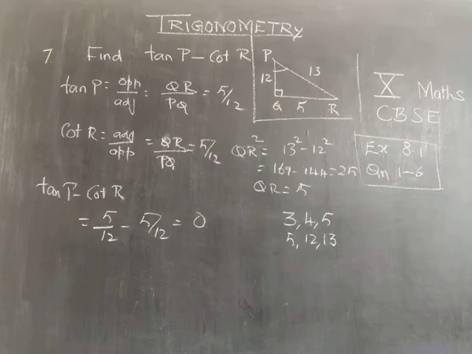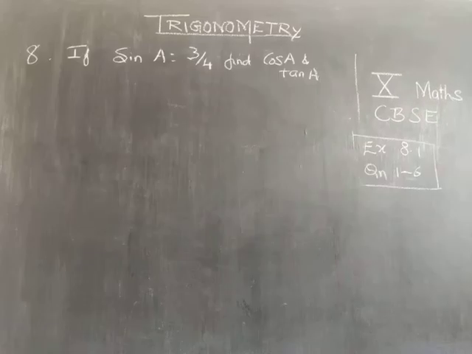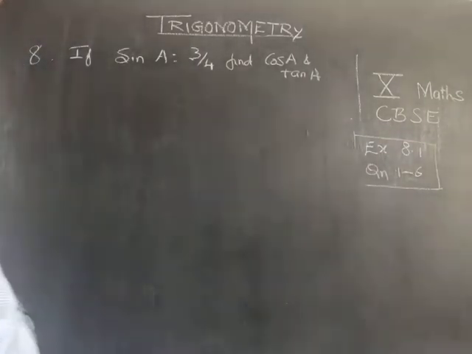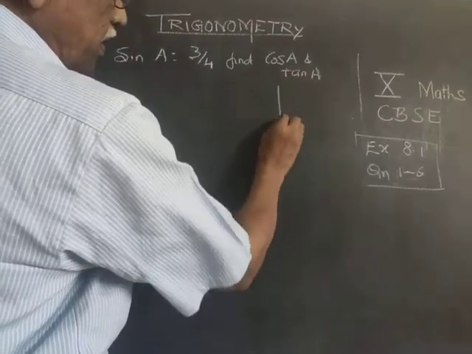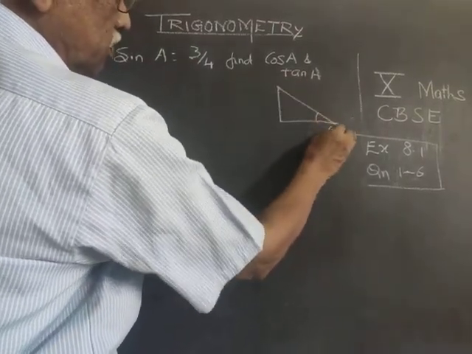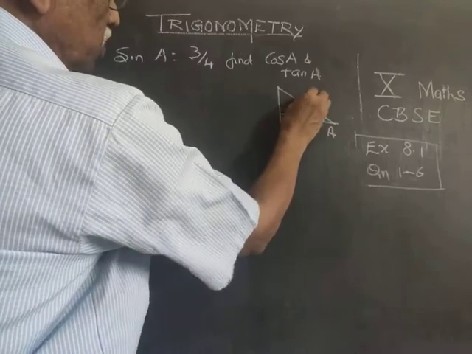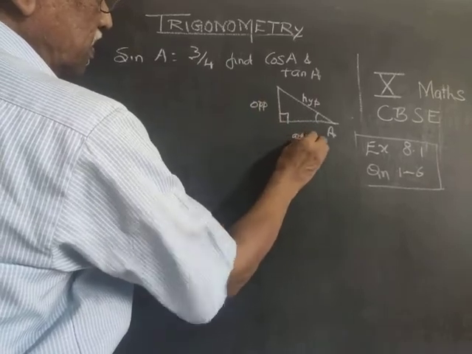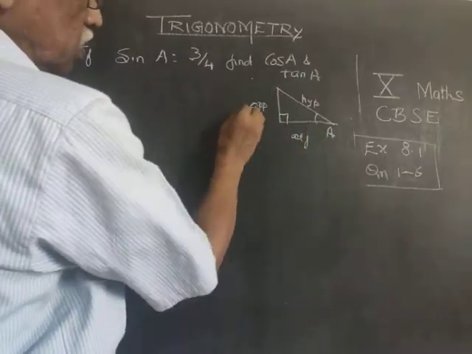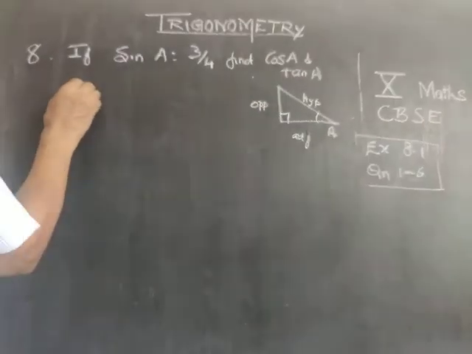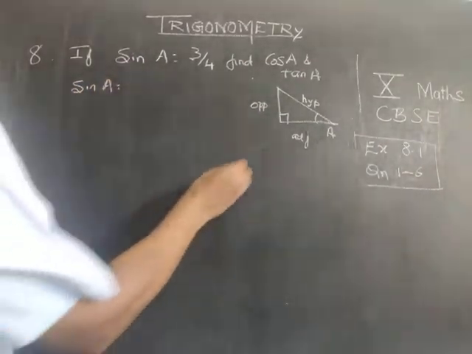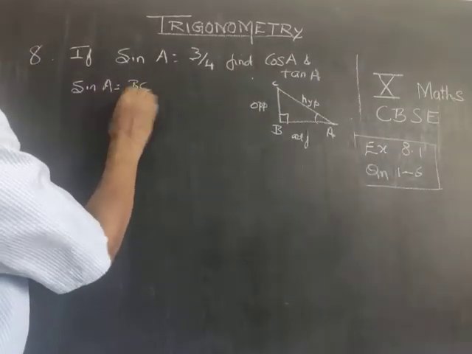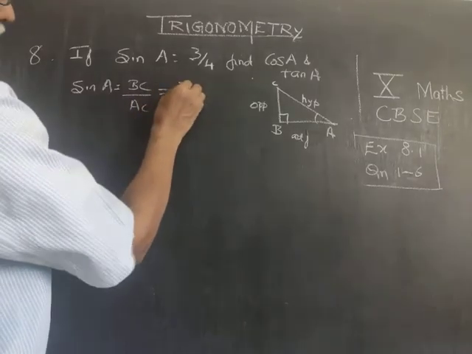Now let's go for the 8th problem. Sin A is given. You are asked to find what is cos A and tan A. Draw a triangle, right triangle of course. Mark somewhere A. So this is hypotenuse side. For this angle, this is the opposite side. Therefore, this is adjacent side. Sin A is opposite by hypotenuse. So this is given as sin A equal to, let me give the name ABC, so opposite side, that is BC by AC, is given as 3 by 4.